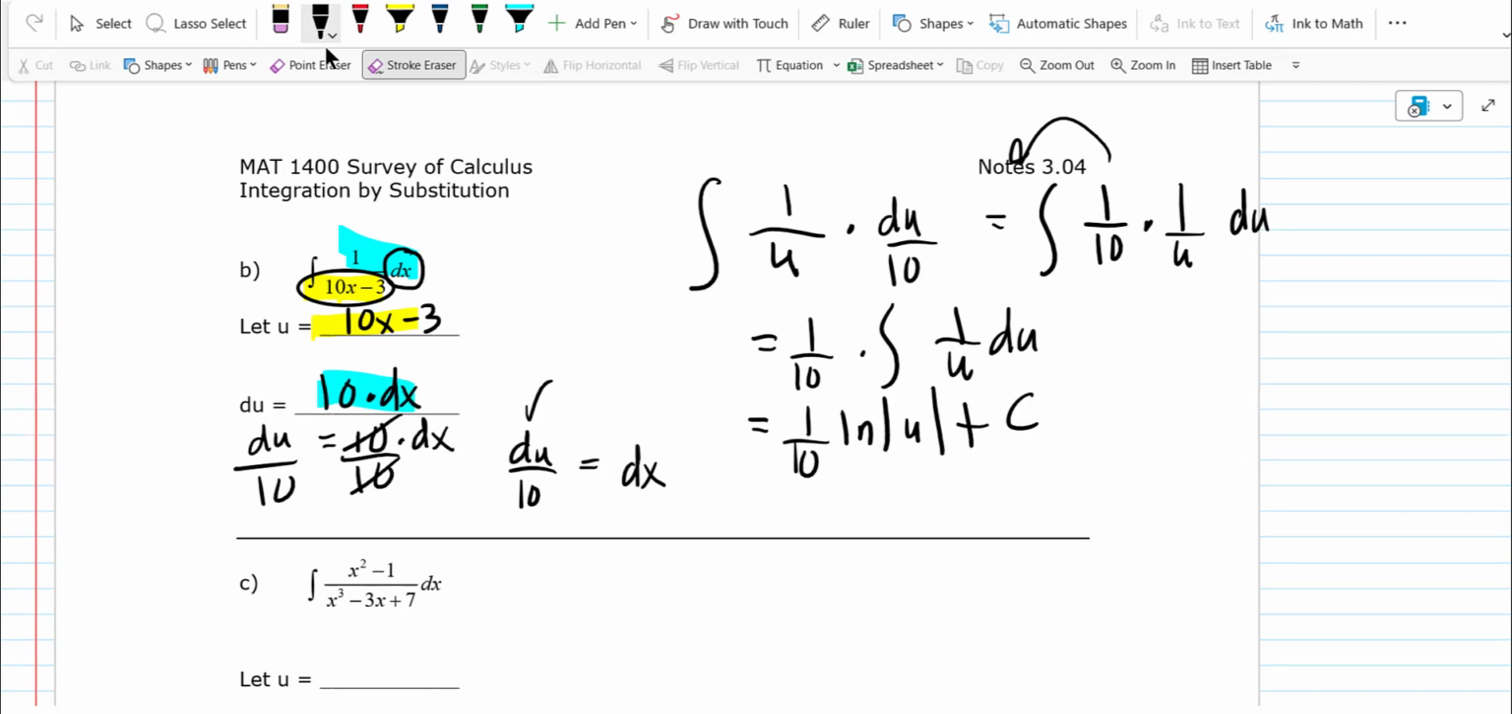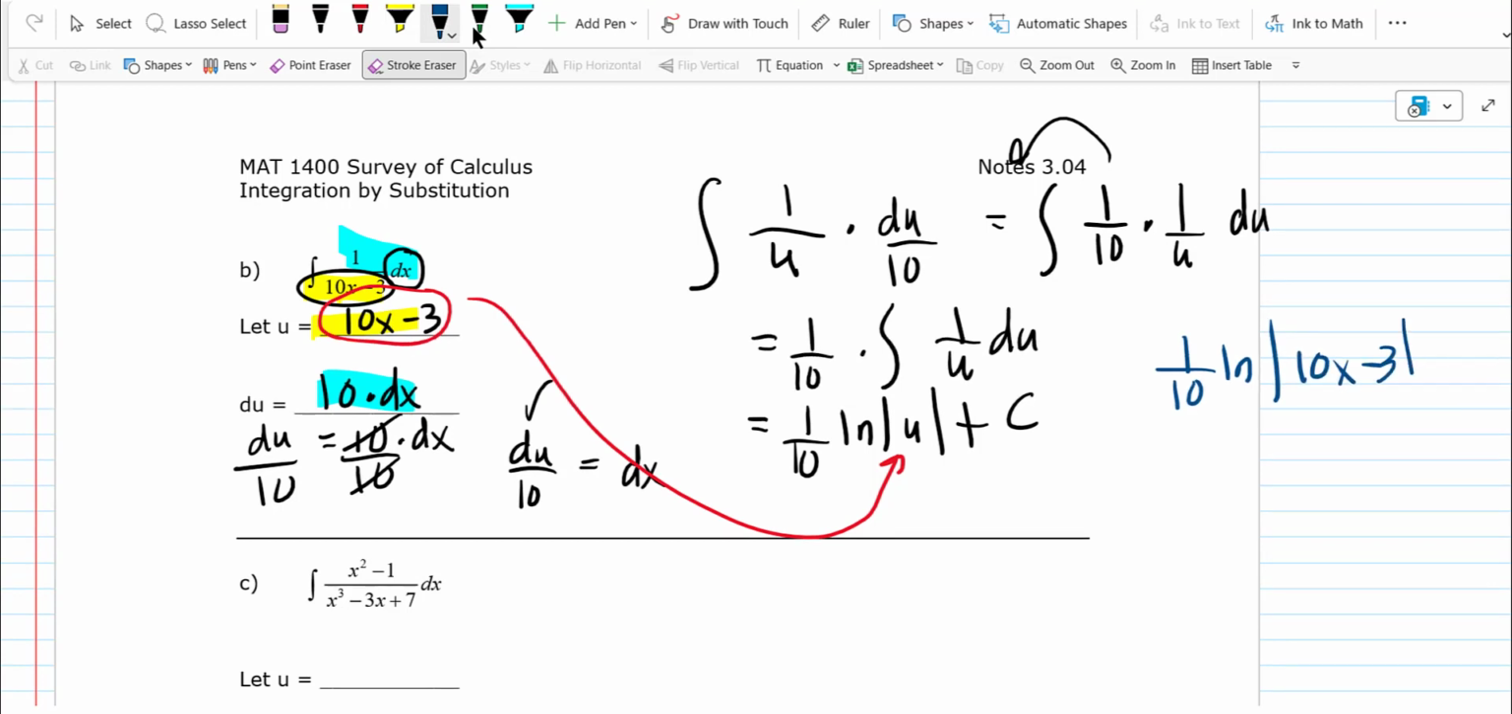What's the last step? Plug in u. Good. So u, we wrote down what that is. You just plug it back in. So you're going to have 1/10 ln absolute value 10x minus 3 plus c. You could do the derivative of that. If you do, it'd take you back to the original problem.